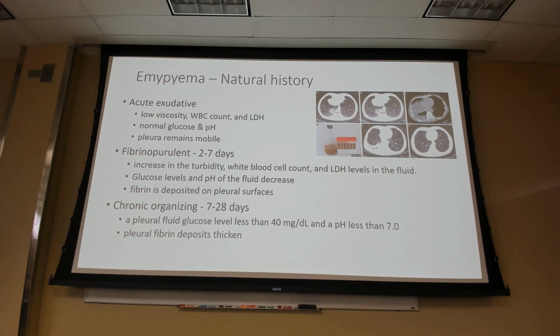However, it does start to evolve into the fibrinopurulent phase. And this is when fibrin is deposited in the pleural spaces. This is when we start to see an increased turbidity. We'll have a white blood cell count in the fluid, and the LDH levels start to increase as well. And at this point, we start to get a decrease in the glucose and the pH. And then it's followed by the chronic organizing phase, which is typically when our pleural fluid has a glucose of less than 40 and pH less than 7.2. And then we tend to see those fibrin deposits thickening.